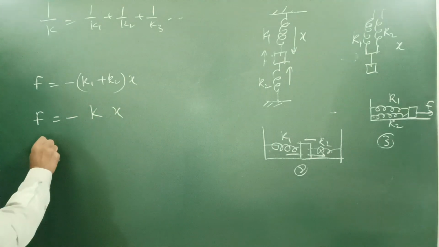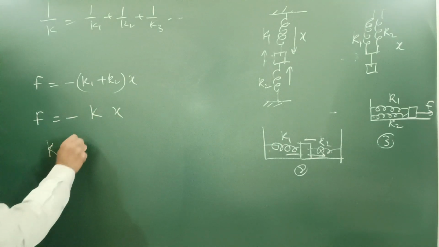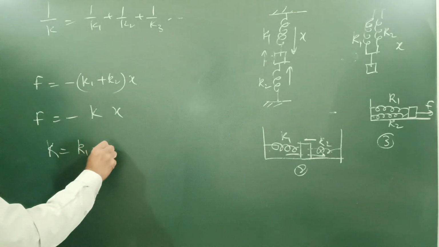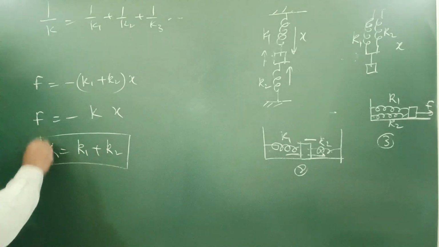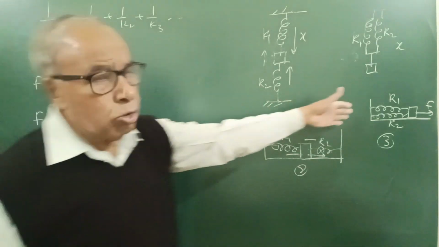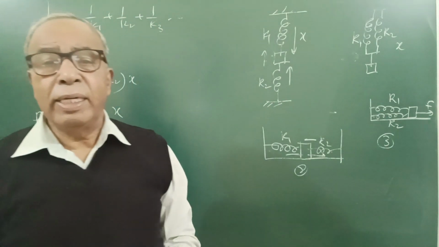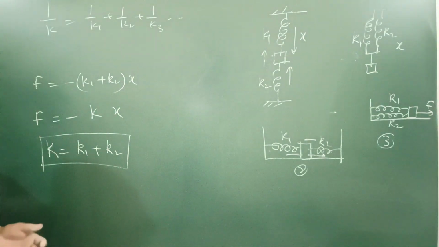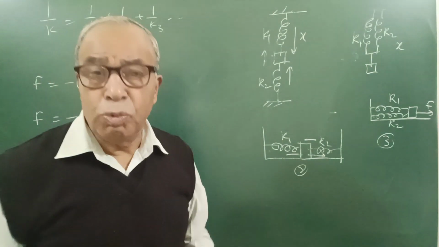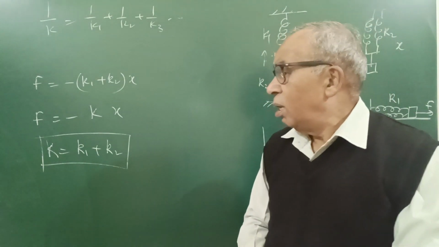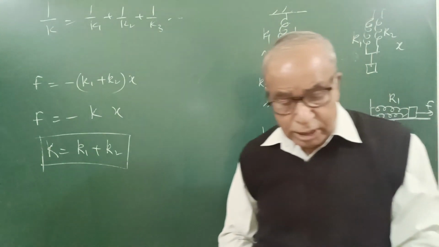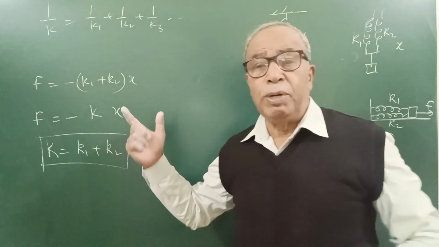So here K is equal to K1 plus K2. In both these figures, the equivalent is the sum of the spring constant of each. So in the coming video, I will be telling you some questions based on spring constant.